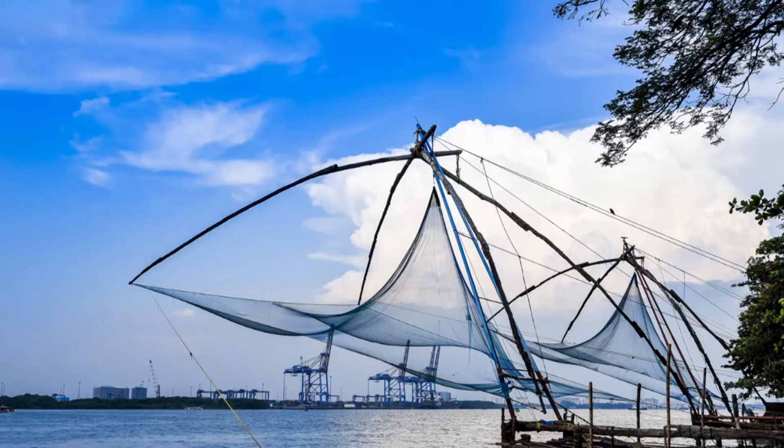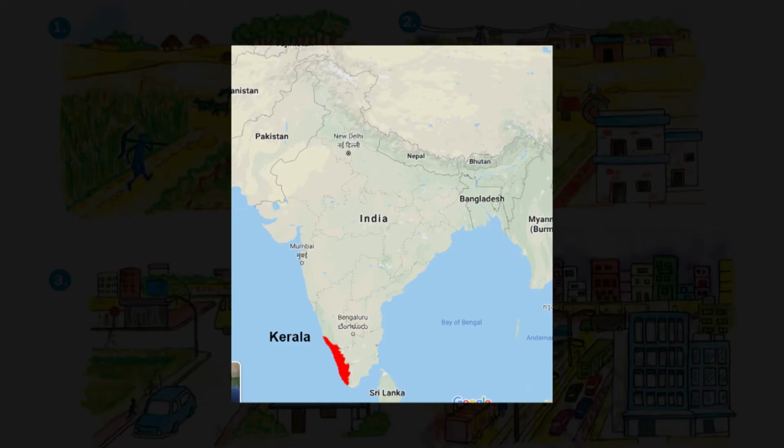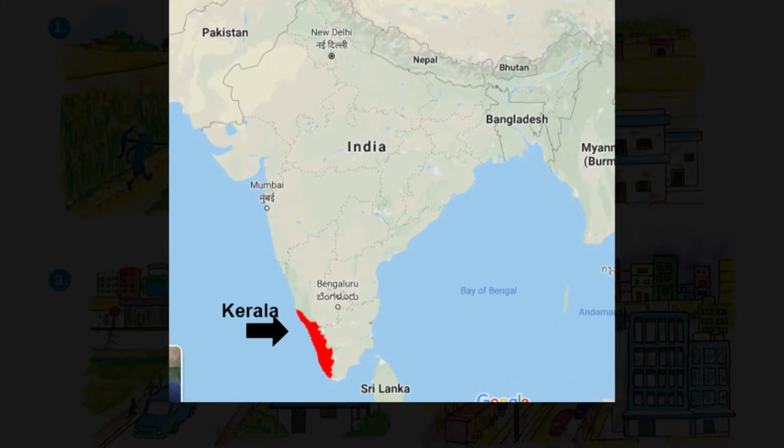Ma'am, I can observe boating, fishing, coconut trees and banana plants. Good. Now can you identify the place shown in the picture? Ma'am, I visited a similar place in summer vacation. It happens to be Kerala. Very good, Suchita. What did you observe during your visit to Kerala? Ma'am, I enjoyed scenery of hills like in the picture. We have gone for boating.